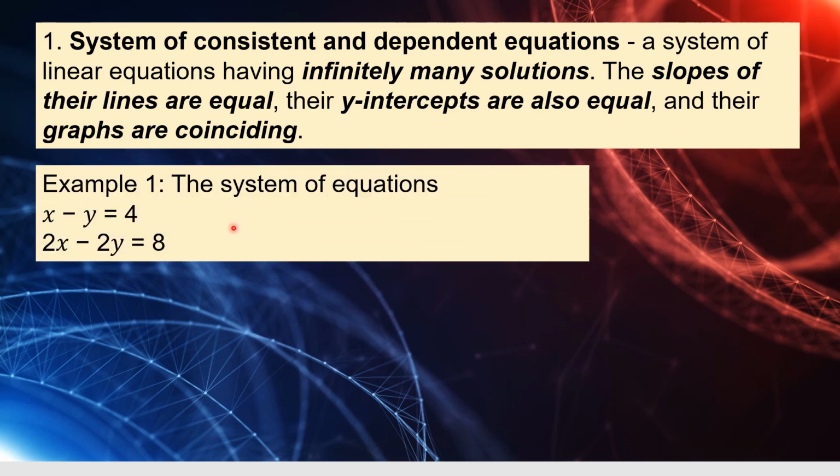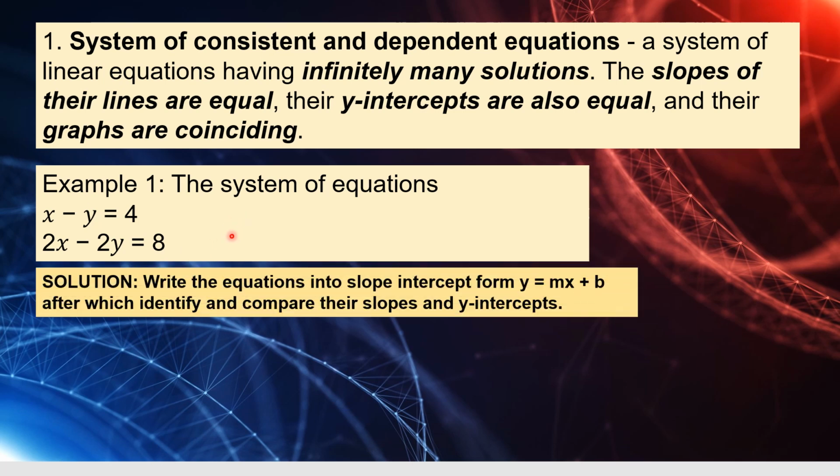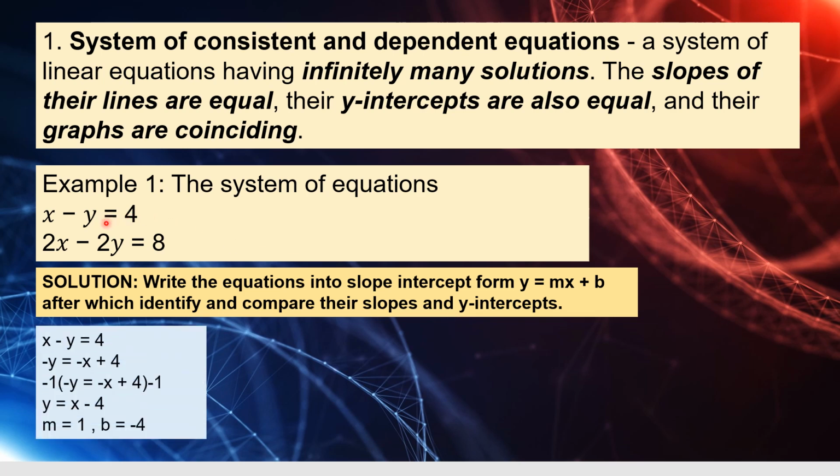So let's have an example. The system of equations x minus y equals 4 and 2x minus 2y equals 8. For us to identify the slopes and y-intercepts, first, we need to write the equations into slope-intercept form, y equals mx plus b, and then after which, identify and compare their slopes and y-intercepts.